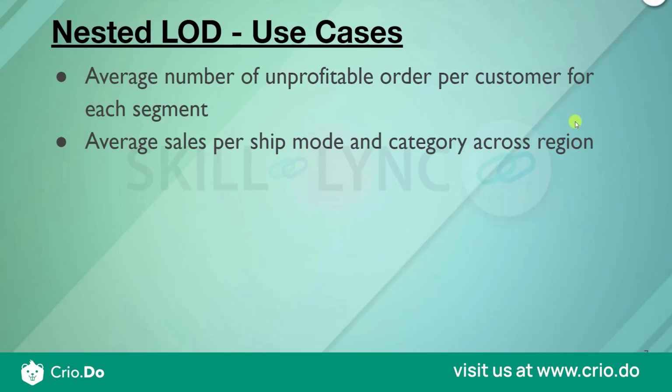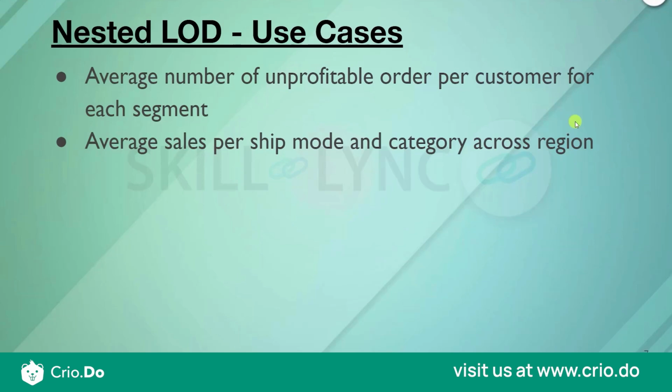First, the value has to go through each order per customer, and this is one kind of LOD. It has to go for the order, look at the profit, and also look at the customer. So unprofitable orders per customer, and we are also looking at each segment. So we are bringing the average of each and everything. The second scenario where nested LODs can be used is average sales per ship mode and category across region. If you see here, we have three dimensions and we are looking at the average sales.